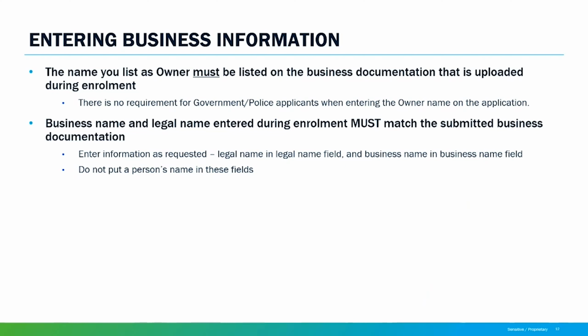Also note, not only does the owner name need to match one of the names listed on the business documentation, but the name of the business and legal name you enter during enrollment must match the information as listed on your business documentation. That is, the legal name you enter on the drive-on portal must match the legal name as listed on your uploaded documentation.